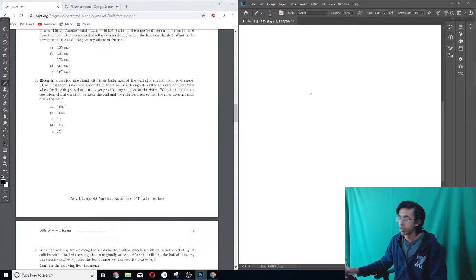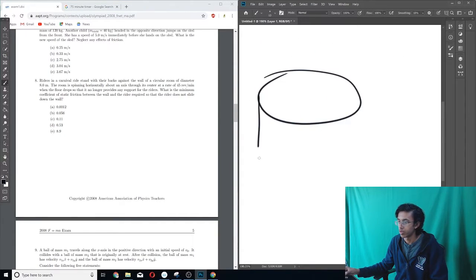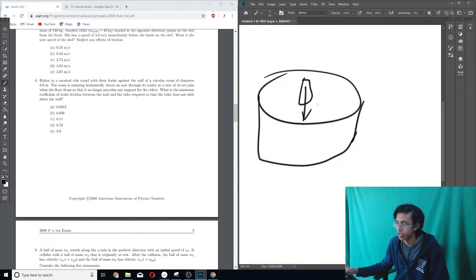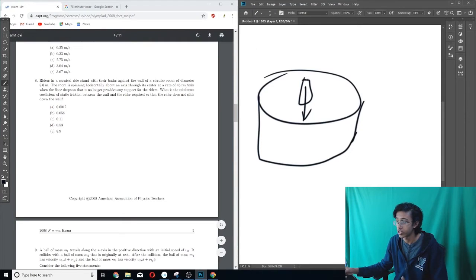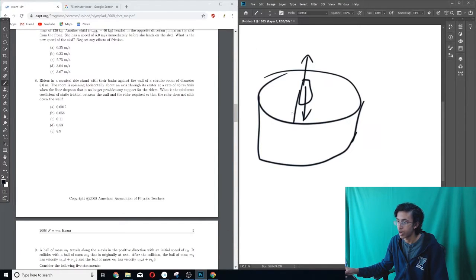Okay, let's do this. Alright, so we have a room, okay, and then there's a guy over here. And then basically, he has some normal force on him, pushing towards the center, and then there's a friction force pushing him up, and then there's gravity pushing him down. So we want the friction force to equal his gravity, but first we have to find what his normal force is. So the normal force is just equal to the centripetal force.